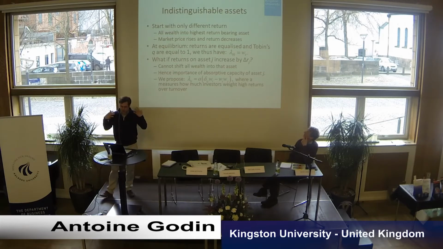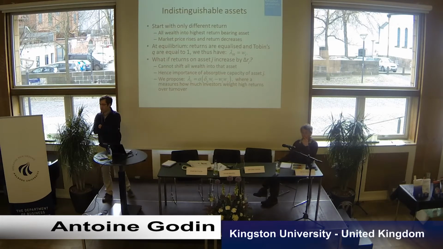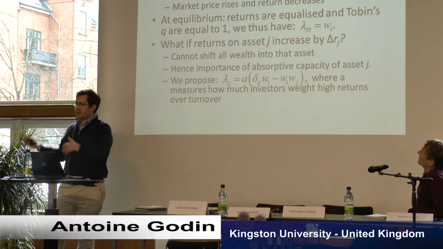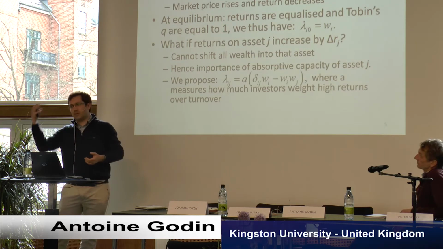Right, so how do we start? We say, okay, let's start with indistinguishable assets, meaning that they all have the same risk, and then we'll see how this can change when we introduce risk. So we start with the model with the same risk, but randomly they have different returns. How would the model then change? Well, ideally all wealth would be moved to the highest return bearing asset. Of course, this is self-defeating because as you invest more into that asset, the return decreases.